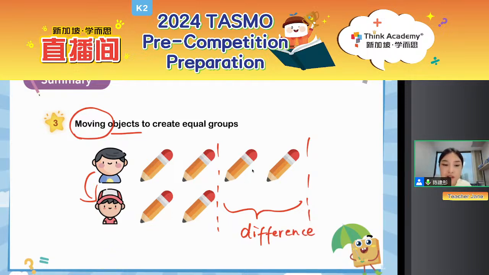For example, the boy in the blue shirt has 4. He has 2 more. This is the difference, right? The total difference is 2. So we only take away half of the difference. That is only 1 pencil to the second boy. Then they will have the same amount.